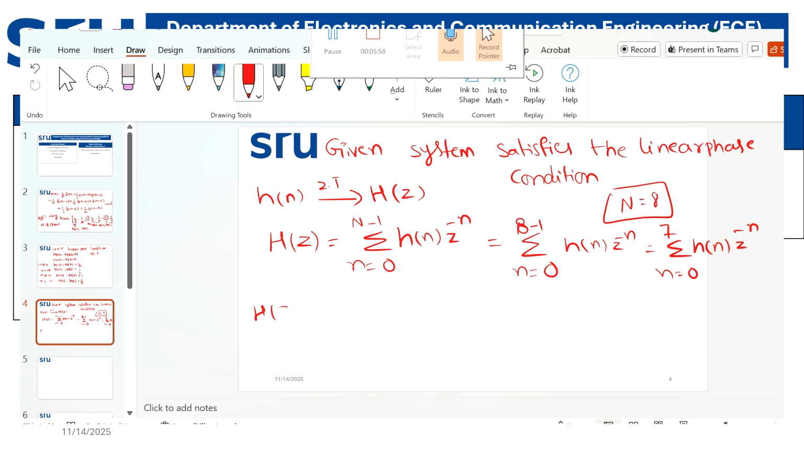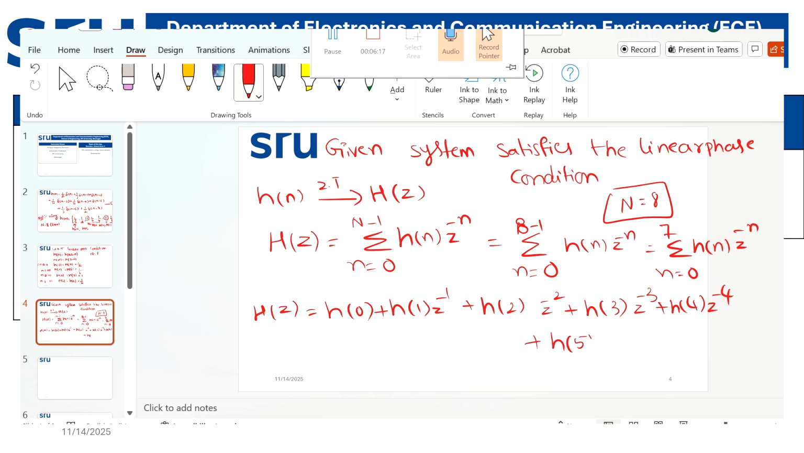So h of Z will be equal to h of 0 plus the n is equal to 1 term, n is equal to 2 term, and so on, up to the last value n is equal to 7. Substitute all the n values in the expression. From this expression we know that the first coefficient is equal to the last coefficient. The coefficient of h of 0 is equal to h of 7, right?